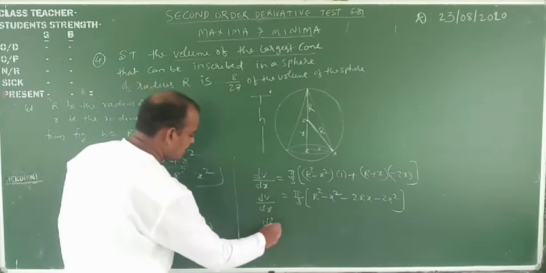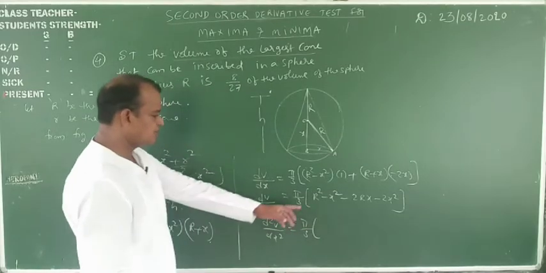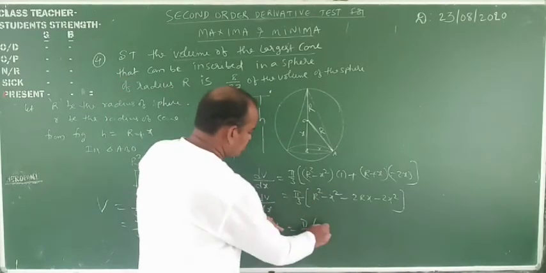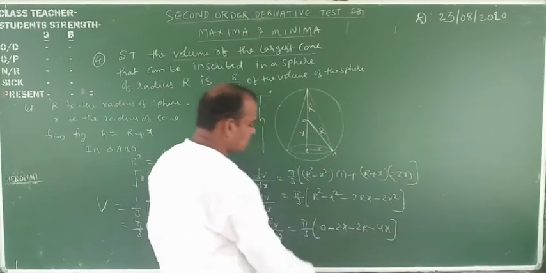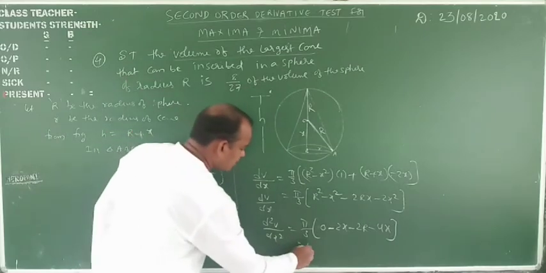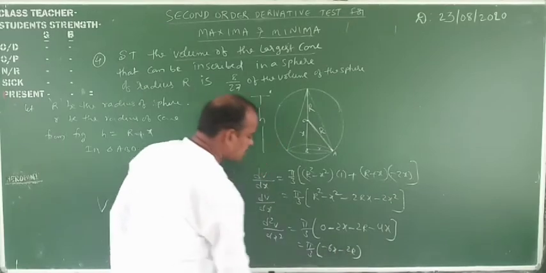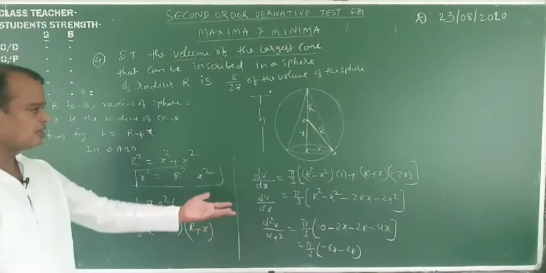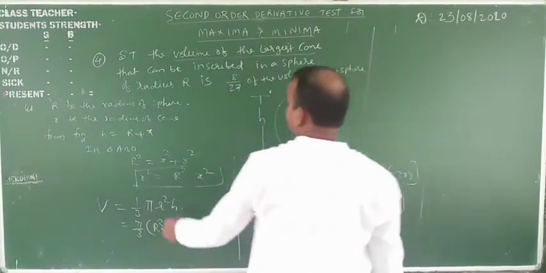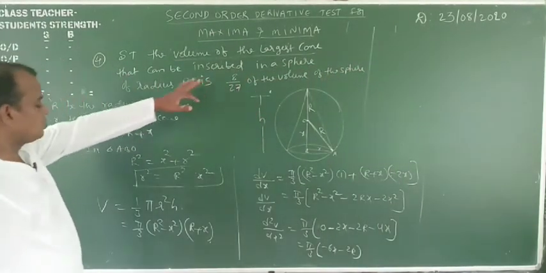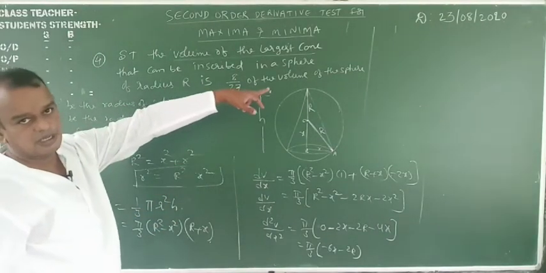What about d square V by dx square? Pi by 3 into 0 minus 2x minus 2R minus 4x. Taking minus common, pi by 3 into minus (6x plus 2R). So the second order derivative is negative. Now for critical points, our goal is that the volume of the largest cone is equal to 8 by 27 of the volume of the sphere. You have to show that.